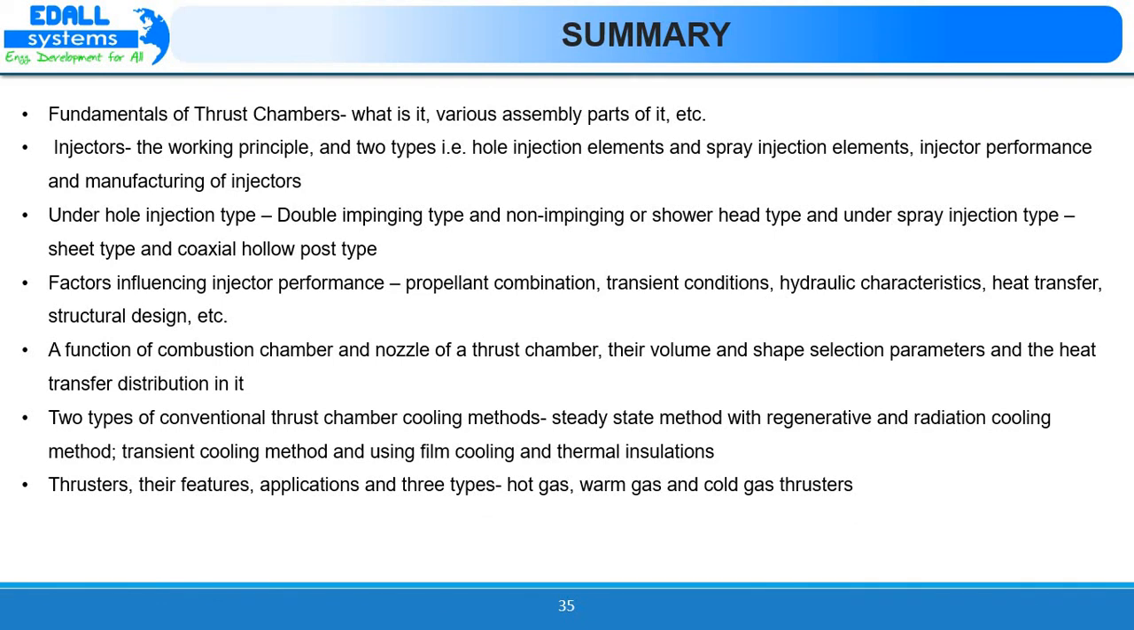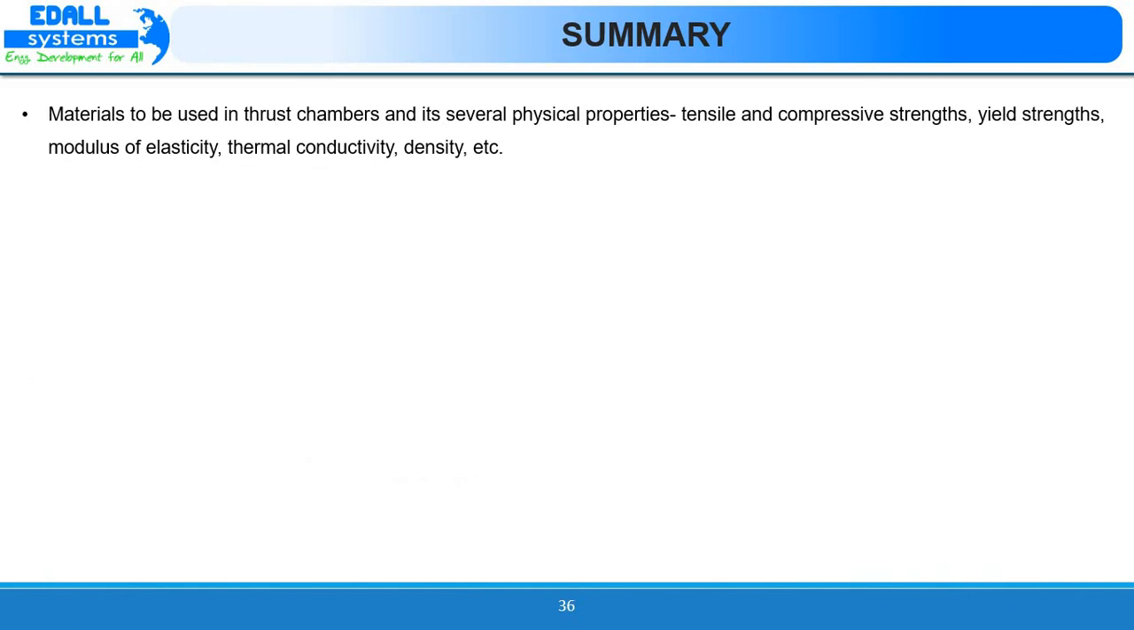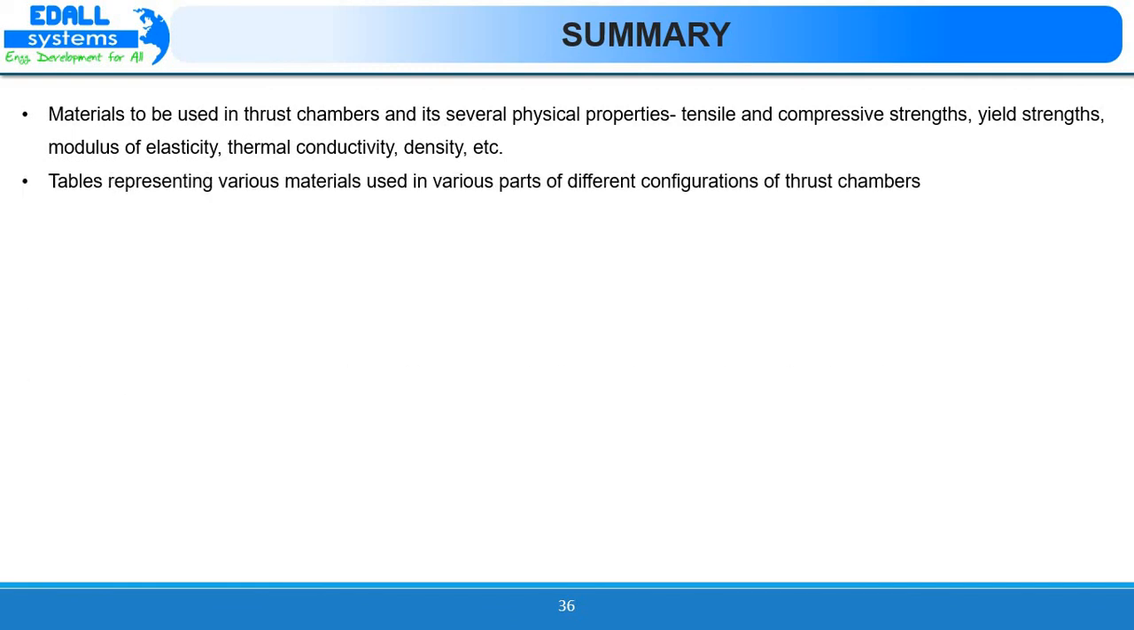Then we discussed thrusters, their features, applications, and three types, that is hot gas, warm gas, and cold gas thrusters, where they are used and their advantages. Then we saw the problem of pulse thrust operation with thrusters and its remedies. Next, we discussed materials to be used in thrust chambers and their several physical properties, that is tensile and compressive strengths, yield strengths, modulus of elasticity, thermal conductivity, density, etc. We discussed the tables which represent various materials used in various parts of different configurations of the thrust chambers.